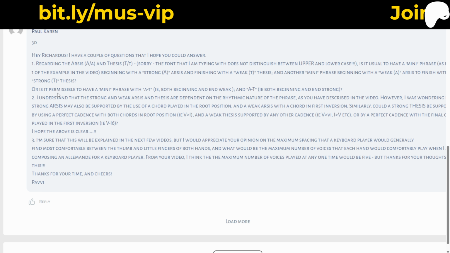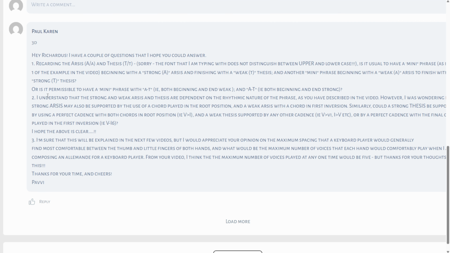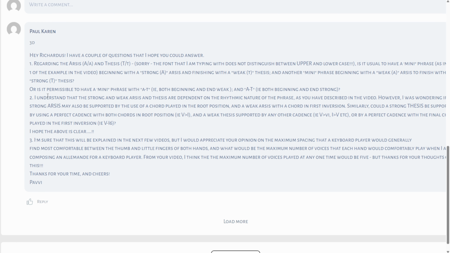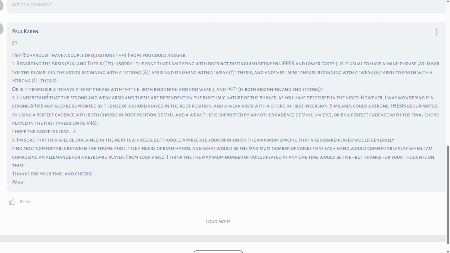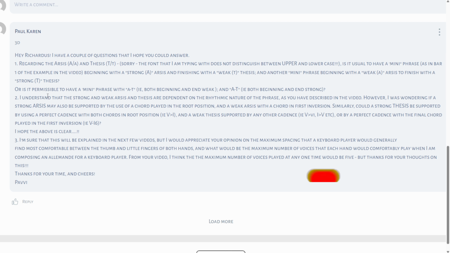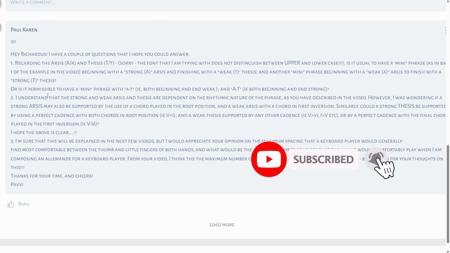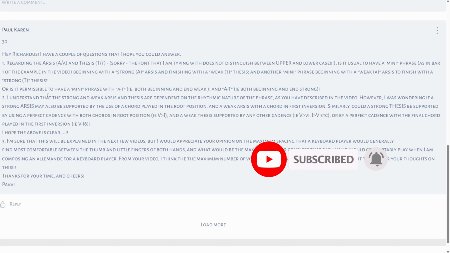I understand, so point number 2, that may also be, I understand that the strong and weak beat and the strong and weak arsis and thesis are dependent on the rhythmic nature of the phrase, as you have described in the video. Right. However, I was wondering if a strong arsis may also be supported by the use of a chord played in the root position, and a weak arsis with a chord in the first inversion. Similarly, could a strong thesis be supported by using a perfect cadence with both chords in the root position, and weak thesis supported by any other cadence, or by a perfect cadence with the final chord?